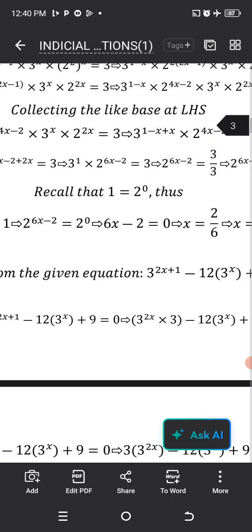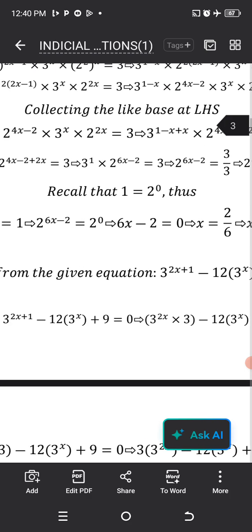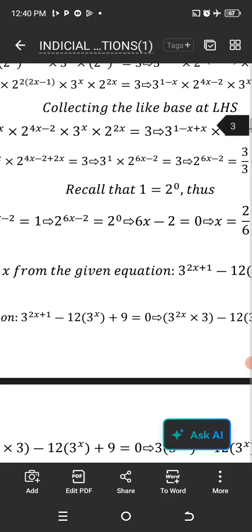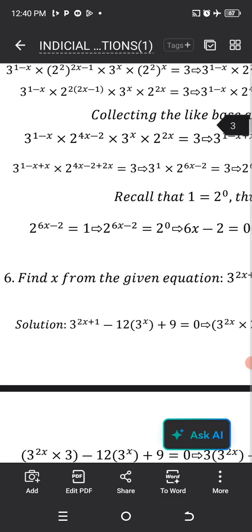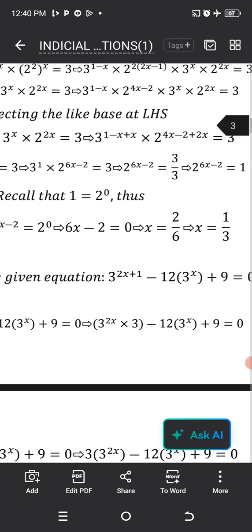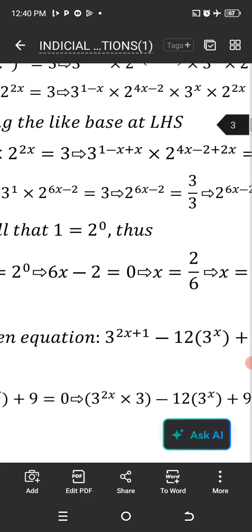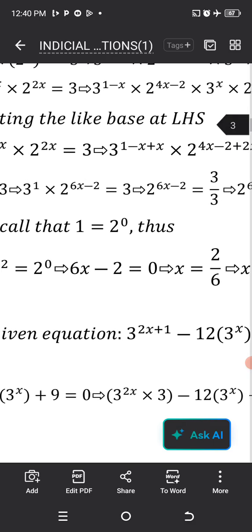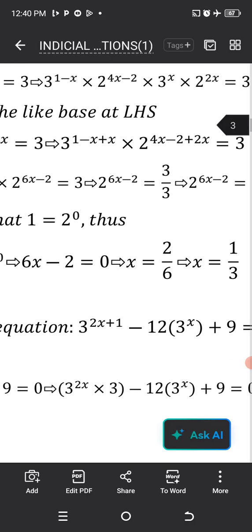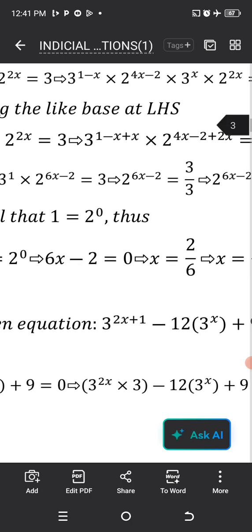And we see that we've applied what? We've collected the like base, and that also applies the multiplication law. So the 3s having the same base, we've added their indices together. So we're having, in front of that implication line, 3 raised to power 1 minus x plus x, multiplied by the same thing to the base of 2. We've added their indices together. That is why we have 4x minus 2 plus 2x equals 3.